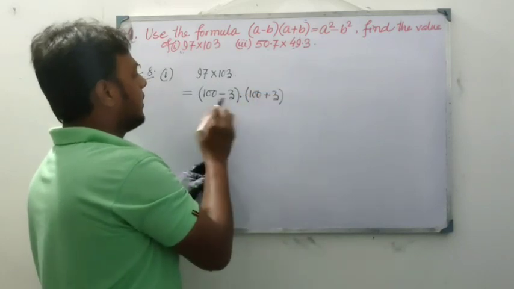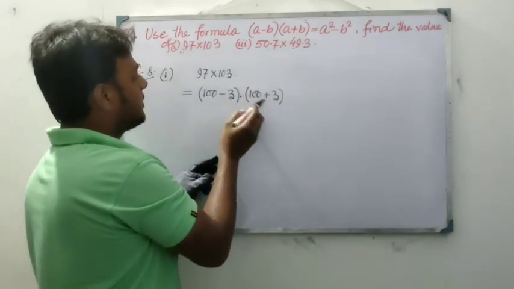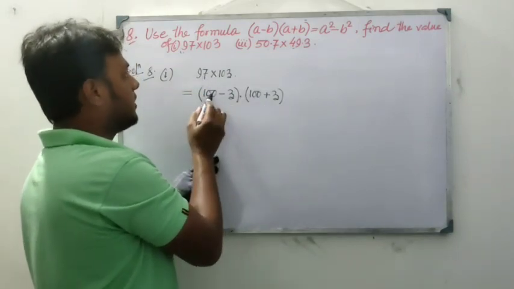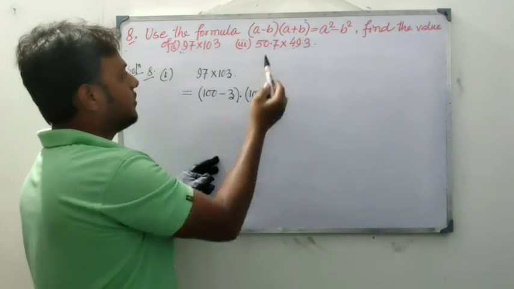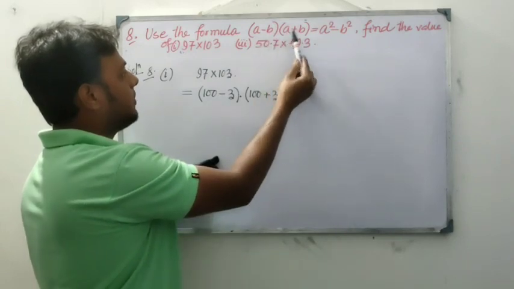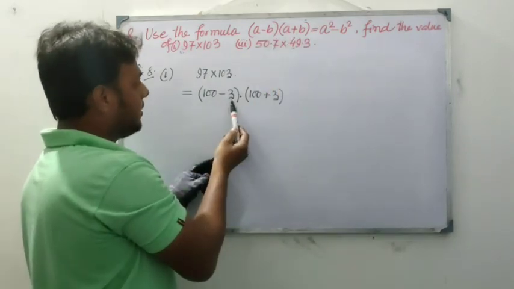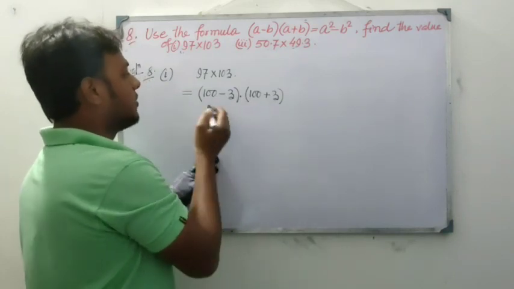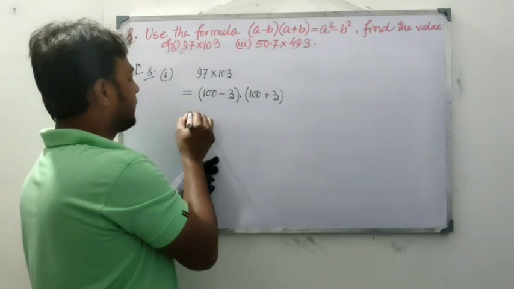So now see, 100 minus 3 into 100 plus 3. 100 minus 3 is 97, into 100 plus 3. So it becomes the form (a minus b) into (a plus b). Here a means 100 and b means 3. So we can use what?